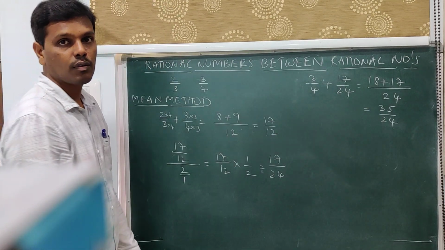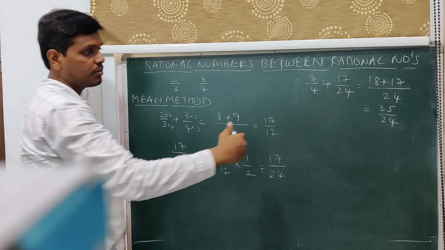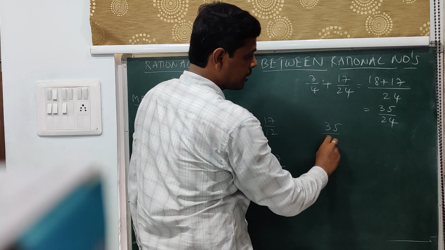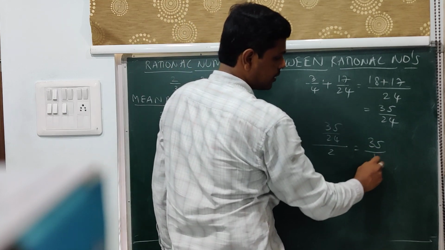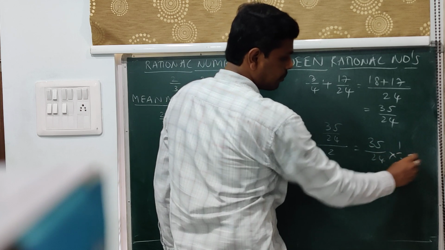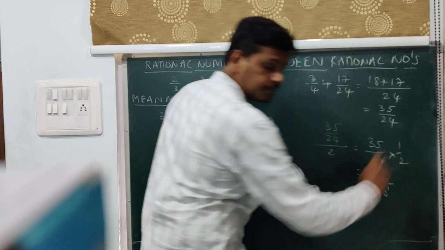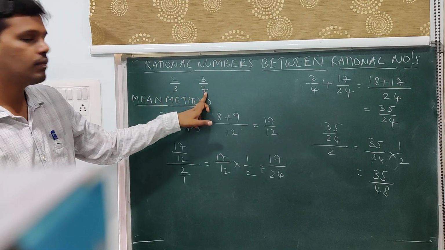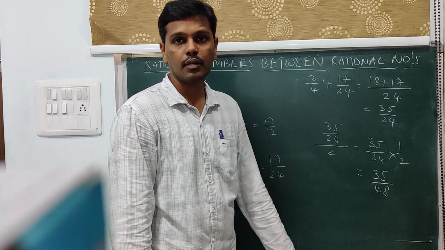Now we calculate the mean. Mean is the sum of the observations by the number of observations. So here the number of observations is 2. Therefore 35 by 24 by 2. So that will give you 35 by 24 into 1 by 2, that is 35 by 48, since 24 2s are 48. So the two rational numbers between 2 by 3 and 3 by 4 are 17 by 24 and 35 by 48.